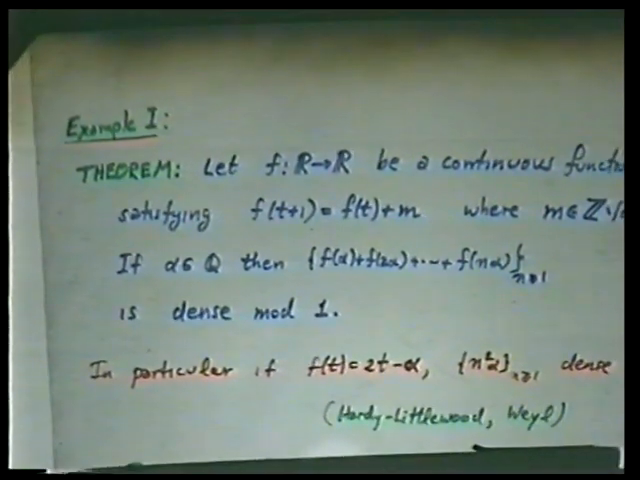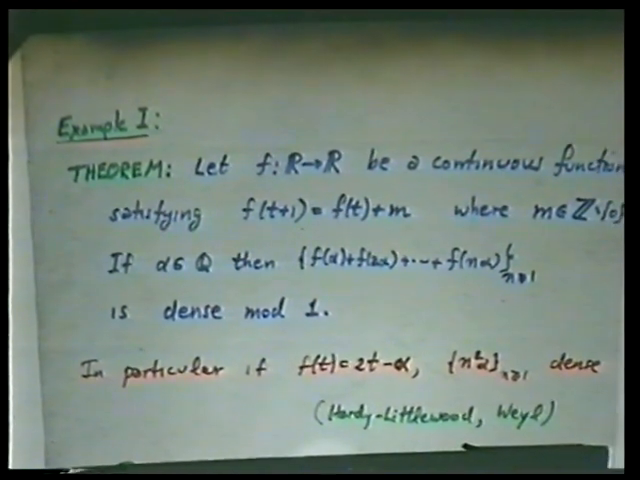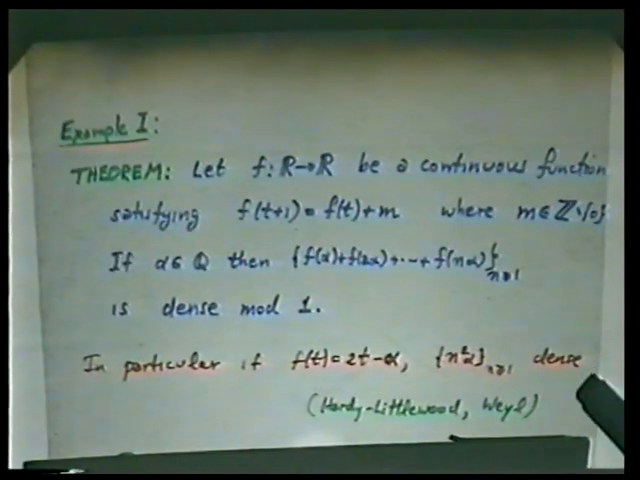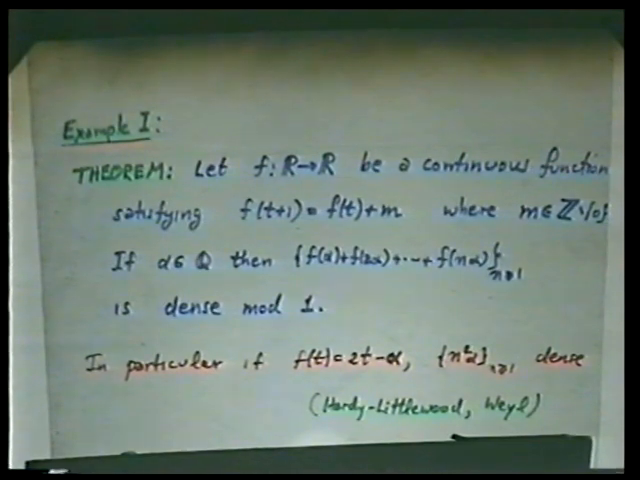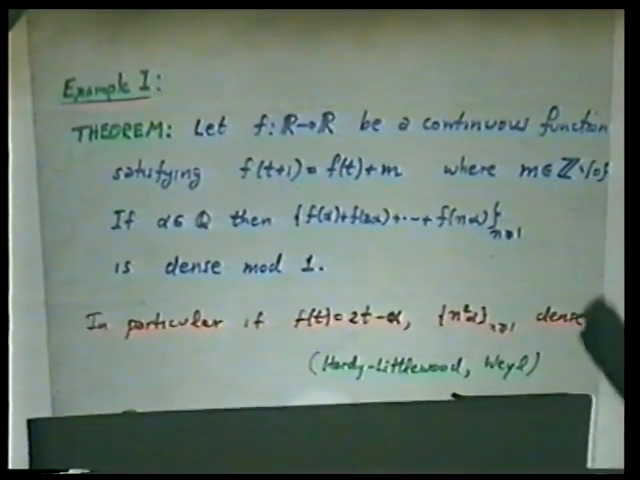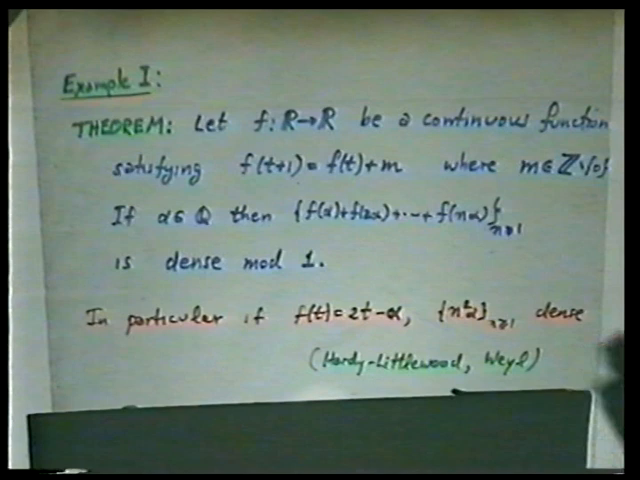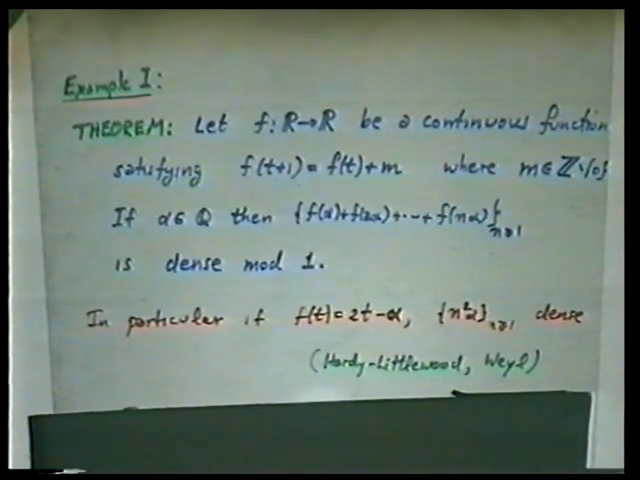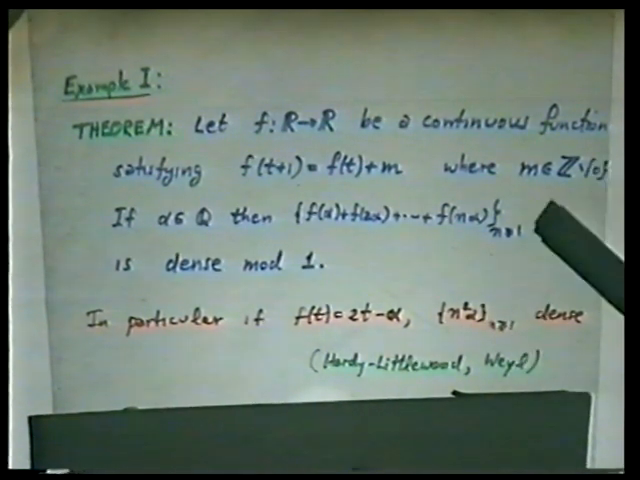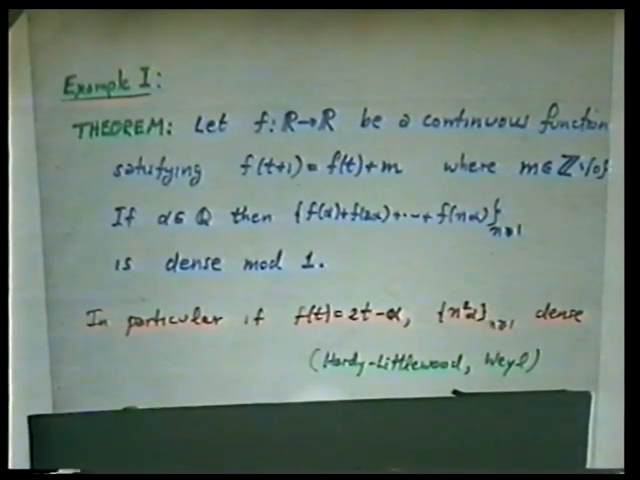So here's a theorem which generalizes this well-known fact that was originally proved by Hardy and Littlewood and then proved in a much stronger version by Weyl, that says that if alpha is an irrational number, then n squared alpha is dense modulo 1. Fractional parts of n squared alpha fill the unit interval. Now, that will be a special case of many theorems, but in particular the following theorem.